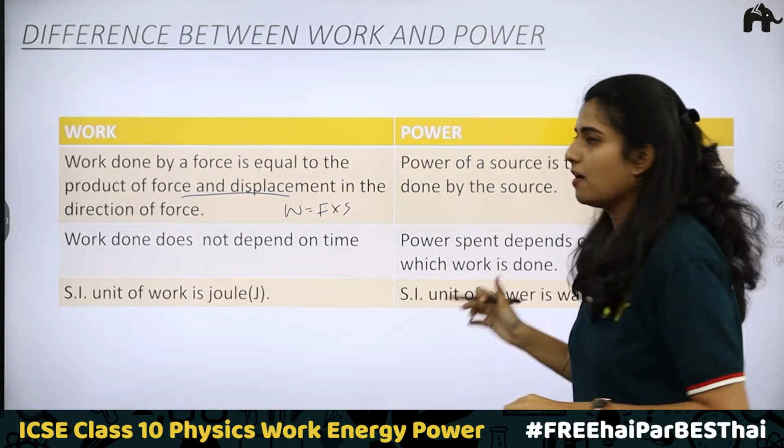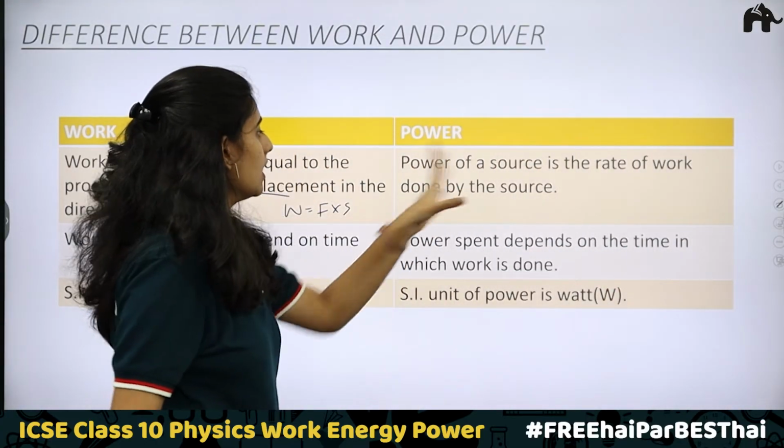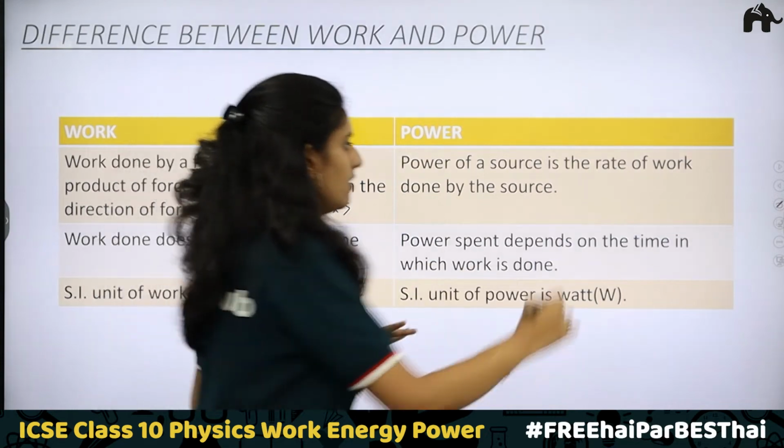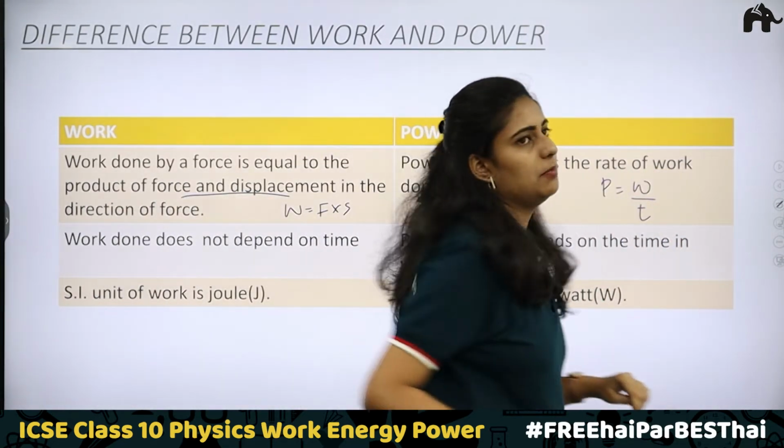Okay. What about power? What is power? Power is the rate of doing work, or power of a source is the rate of work done by the source. We have power is equal to work done divided by time taken.